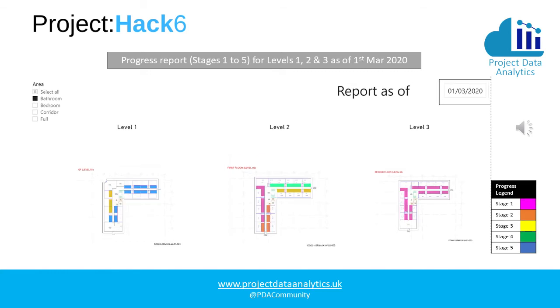This is a later report on the 1st of March, and it's filtered to just show the bathrooms. Perhaps it's for the plumber, the tiler, or the bath fitter. It also shows the 5 stages of progress, the detailed progress, in 5 colors in the spectrum order, so it's easy to be understood, from red towards bluish.